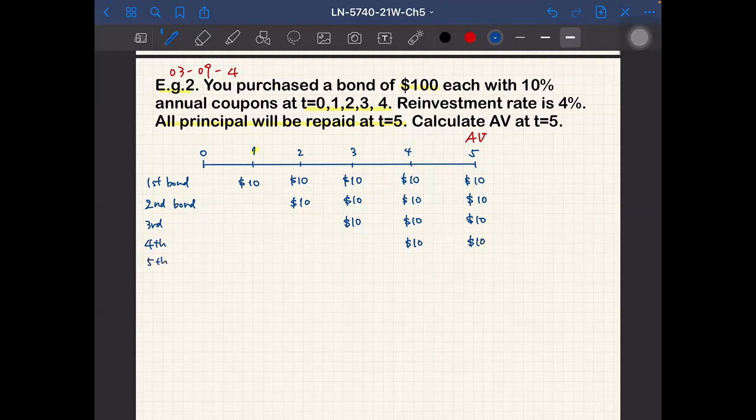And the fifth bond, we will only have for 1 year, and still the 10% coupon, so $10. Each bond is $100, so you paid $100 for each bond. Finally, you will get the principal, so we will get $500 at time 5. So this is the entire cash flow. So AV should balance with these payments. So we have 5 bonds, and this is the principal.